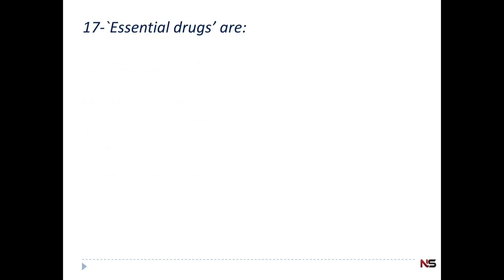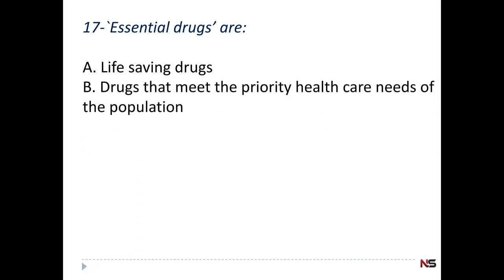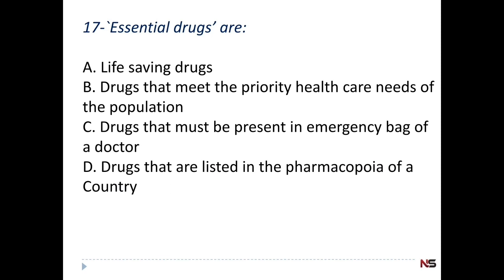Next question: essential drugs. What is the essential drug? Option A, life-saving drug. Option B, drugs that meet the priority healthcare needs of the population. Option C, drug that must be present in the emergency bag of a doctor. Option D, drugs that are listed in the pharmacopoeia of a country.